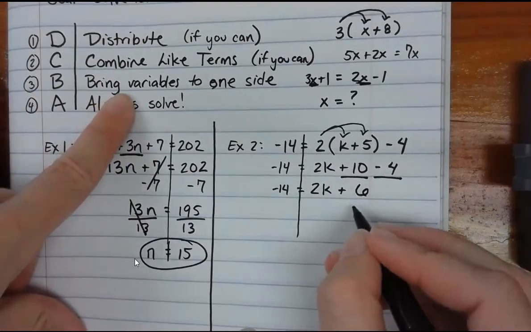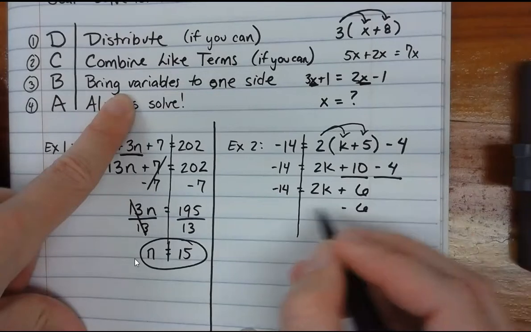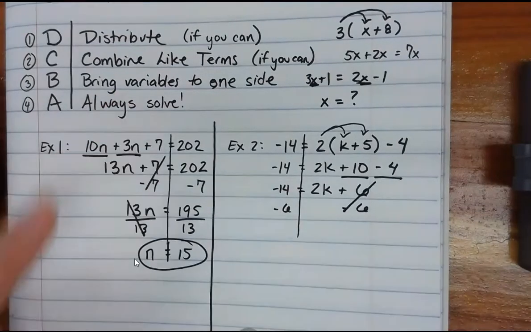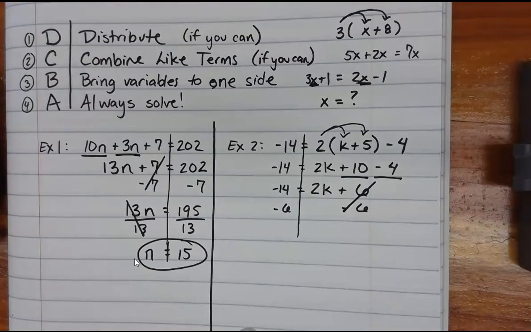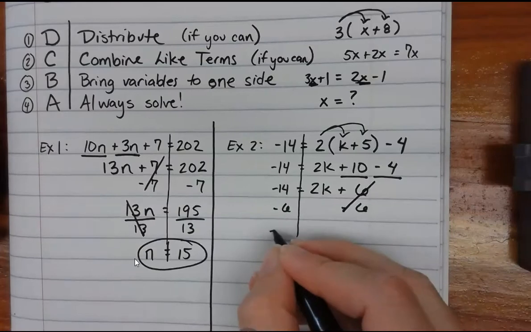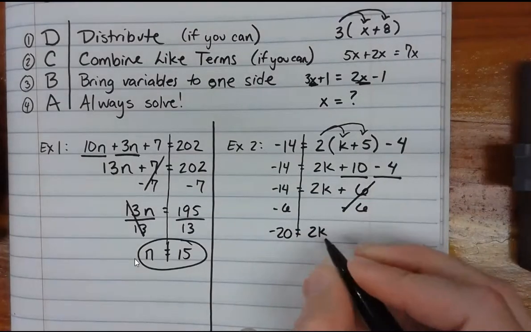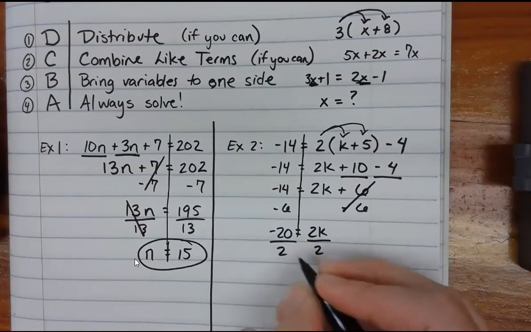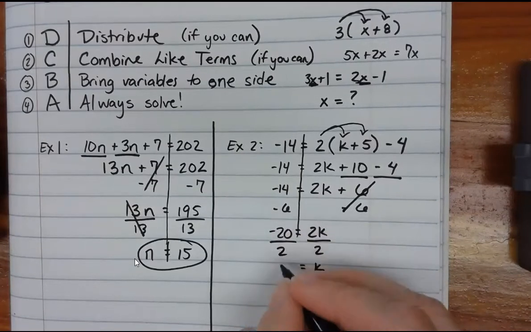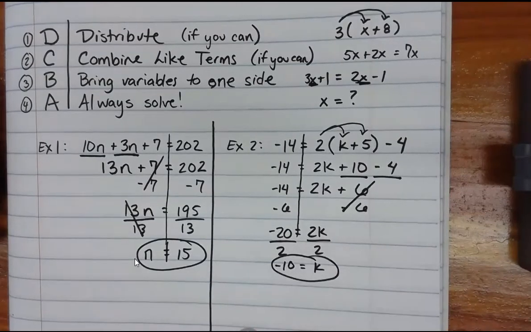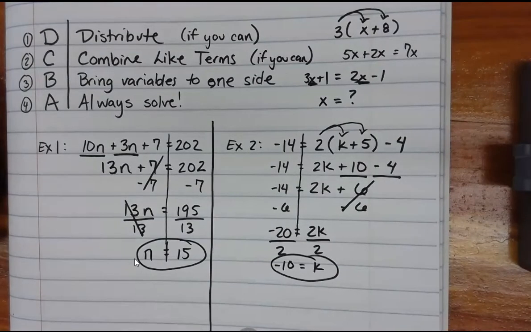And so with the k, first thing I'm going to do is take away 6. Take away 6 from each side. That cancels. Negative 14 minus 6 is going to give me negative 20. And where that's equal to, we have 2k left on this side. Divide by 2, and we get k is equal to negative 20 divided by 2, which is negative 10. And so my answer is negative 10.